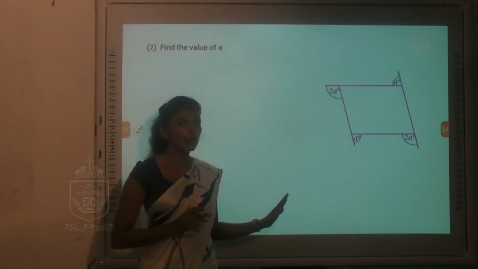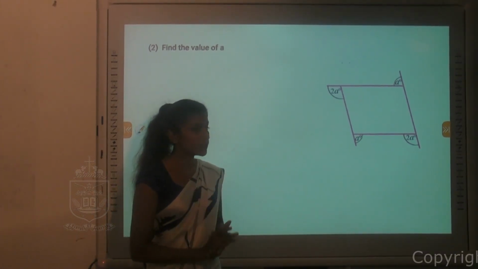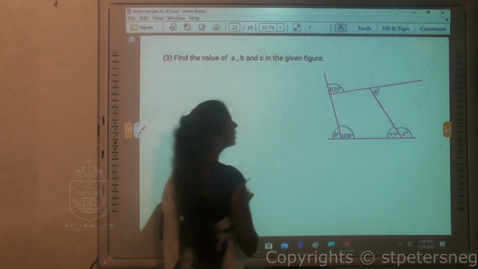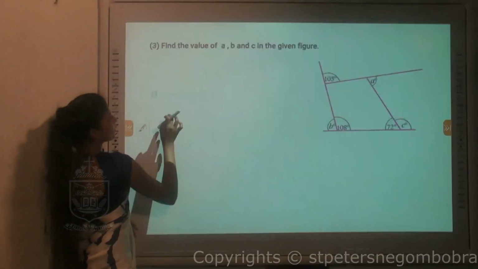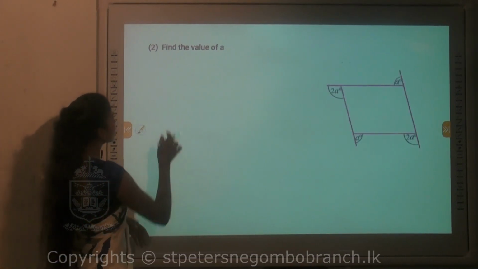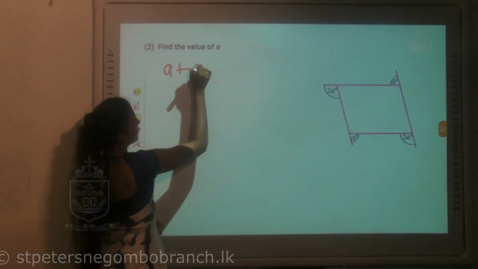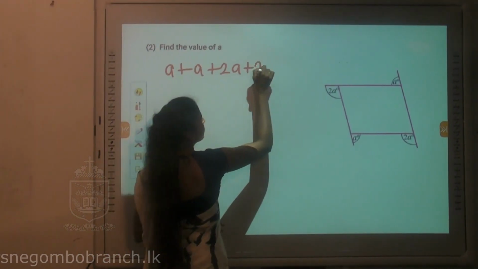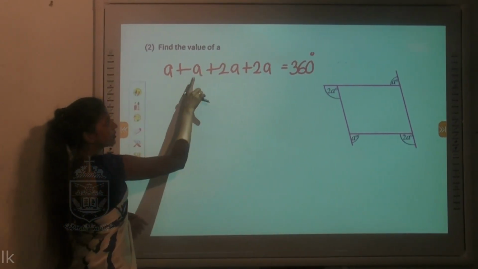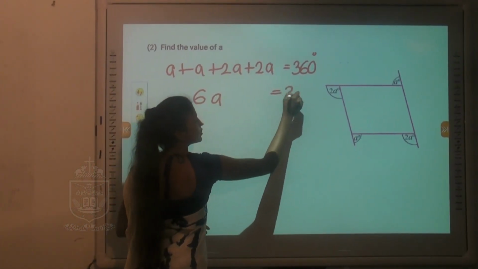Here you can see again all four are exterior angles, but all four are unknown angles. Magnitudes are not given, but you can see all four exterior angles are in terms of x. So we can add all four exterior angles, that is A plus 2A plus 2A plus A, equal to 360 degrees. Altogether how many A's? 1 plus 1 is 2, 2 plus 2 is 4, 4 plus 2, altogether there are 6 A's, which is equal to 360 degrees.